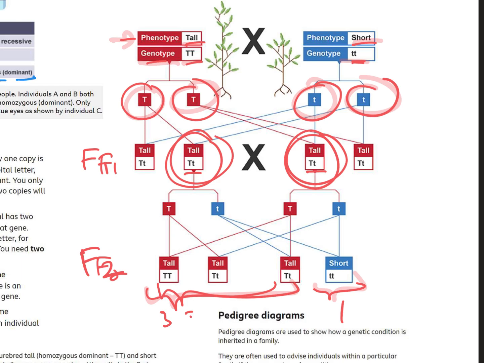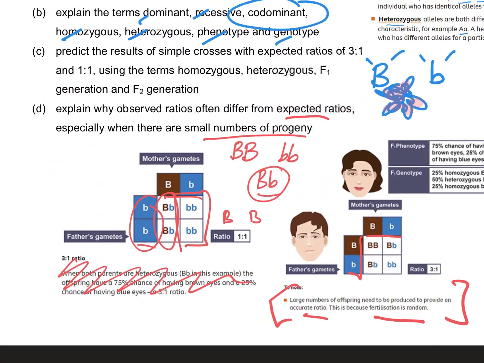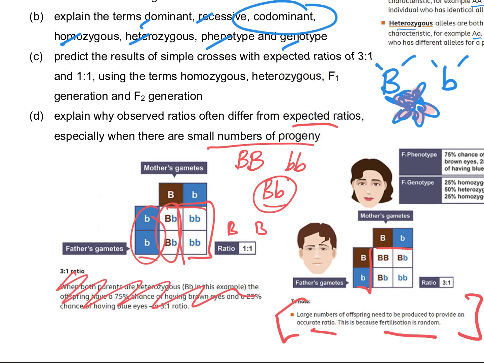Let us use another version to recap all the possible observed ratios. So simple crosses for 3:1, as we mentioned, it can be a heterozygous with a homozygous recessive, it can be a heterozygous with heterozygous.